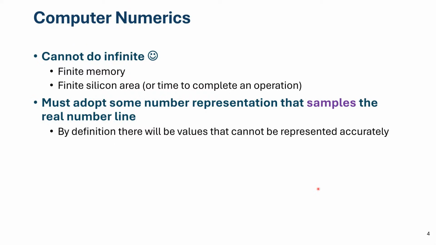There's also a finite silicon area, which means that we can only pack in so much math, either area-wise, which will limit the size of the numbers we work on, or the time that we want to spend on operations is finite. We could actually have arbitrarily large precision representations, but they might require many, many instructions to process. So because of all these limitations, for practical purposes, computers go with some finite representations, right? And then by definition, those finite representations of numbers will be just sampling the real number line, and there'll be many, many values that cannot be represented accurately in these formats.